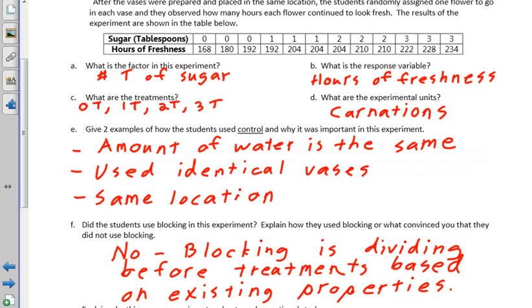If it was color, then maybe we would take all the white carnations and make sure that some white carnations got 0 tablespoon, 1 tablespoon, 2 tablespoon, 3 tablespoons. And then the pink carnations, we would make sure some of them got 0, 1, 2, 3. Because we wouldn't want color to be a factor. Maybe in our random assignment the pink got more sugar than the white and the pink ended up doing better. Well, maybe the pink was the reason and not the sugar.